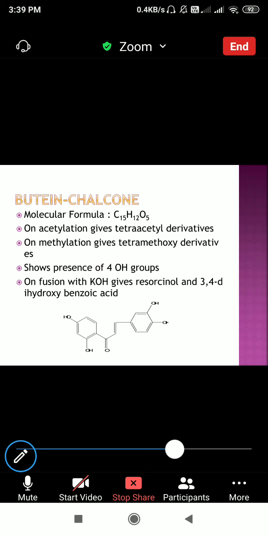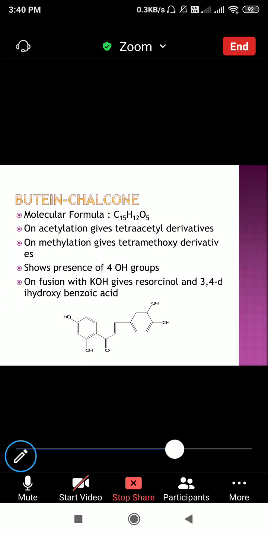Now let's see butein. That is a chalcone. The molecular formula of butein is C15H12O5. On acetylation, it gives a tetraacetyl derivative. On methylation, it gives a tetramethoxy derivative, and it shows the presence of four OH groups. So the formation of the tetraacetyl and tetramethoxy derivatives confirms that it has four hydroxyl groups in its structure.